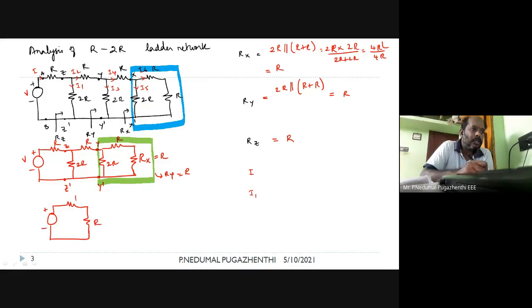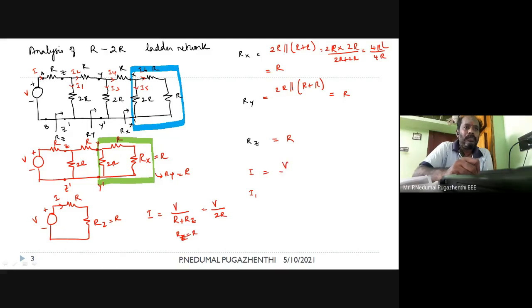So if I reduce my network, I will have an R and I will have an R, where this Rz is equal to R. Now this is going to be the total current I. What is I here? I is total voltage divided by total resistance. What is total resistance? R plus Rz, and Rz is equal to R. So I will get V by 2R. Is that right or not? Yes, V by 2R.